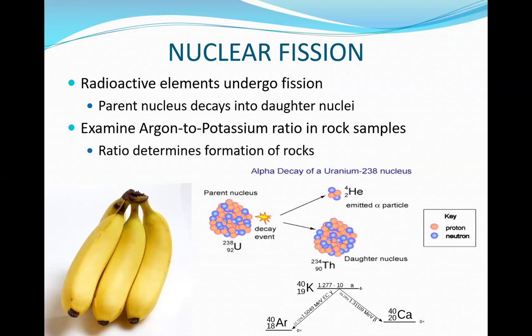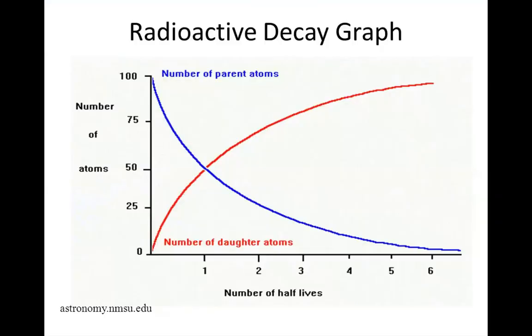So how is this helpful to us? Well, if we're able to figure out the concentration of argon and the concentration of potassium within a rock sample, that fraction, that ratio, can give us the age of that rock when it was formed in our solar system. How does that work? Again, this is a physics idea, but the way that it works is that we can look at this idea of what is called half-life.